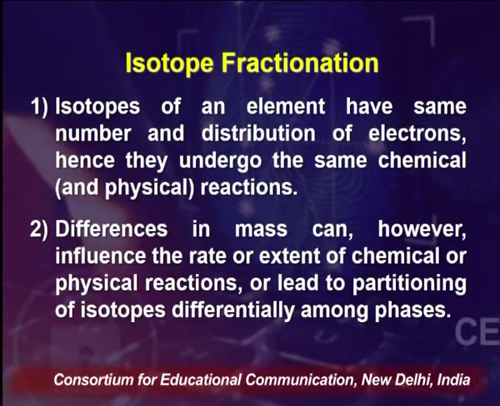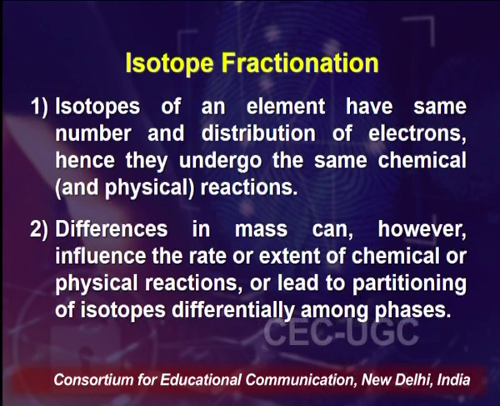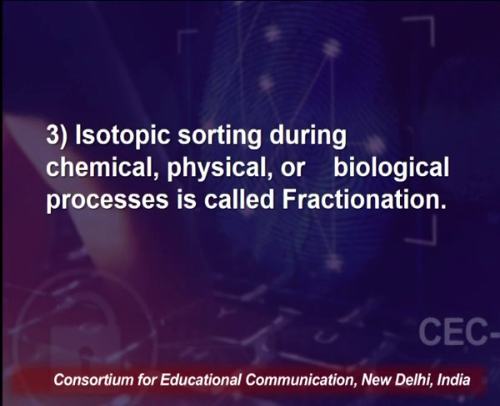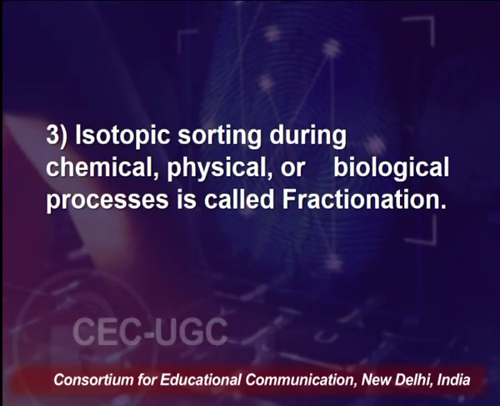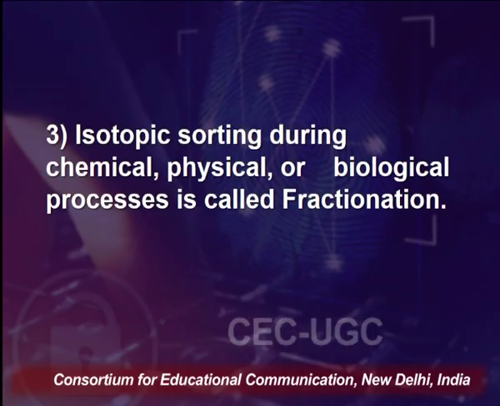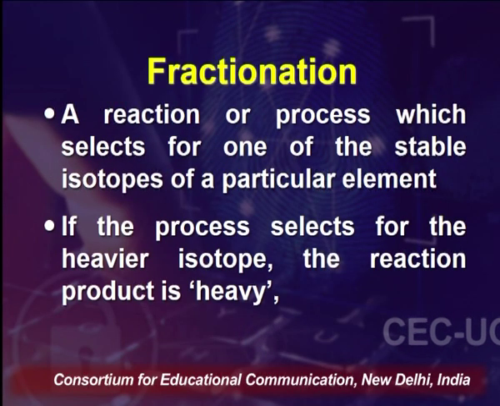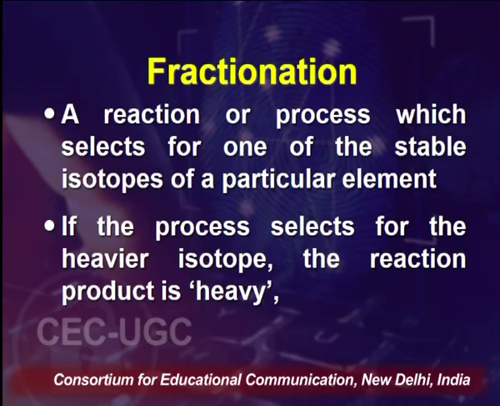The isotopes of an element have the same number and distribution of electrons, hence they undergo the same chemical and physical reactions. The differences in mass can, however, influence the rate or the extent of the chemical or physical reactions, or they lead to the partitioning of isotopes differently among the phases. So isotope sorting can occur during chemical, physical or biological processes, and that is known as fractionation. Fractionation is a reaction or process which selects for one of the stable isotopes of a particular element.